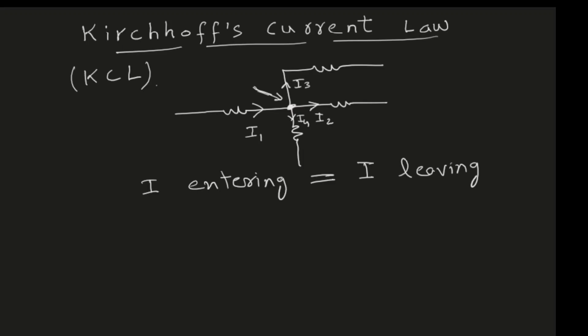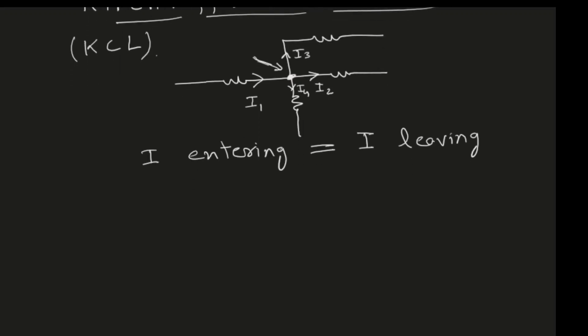In here, KCL is applied to a node, and at that node, the amount of current that is entering must be equal to the amount of current leaving, because current is not being generated at a point, or getting destroyed at a point. So by the law of conservation of charge, the current that is coming to that point must be equal to the amount that is leaving. If I apply KCL to this circuit, the current entering is I1, and the current that is leaving is I2 plus I3 plus I4.